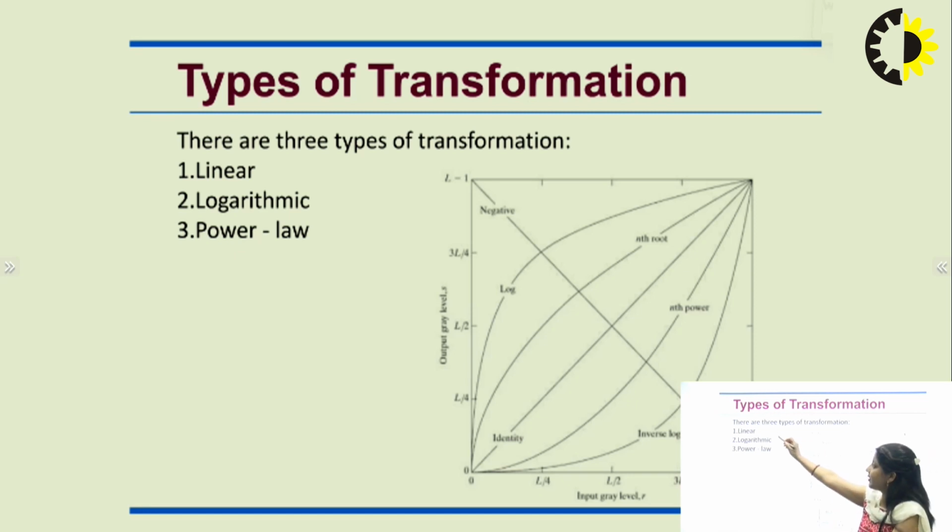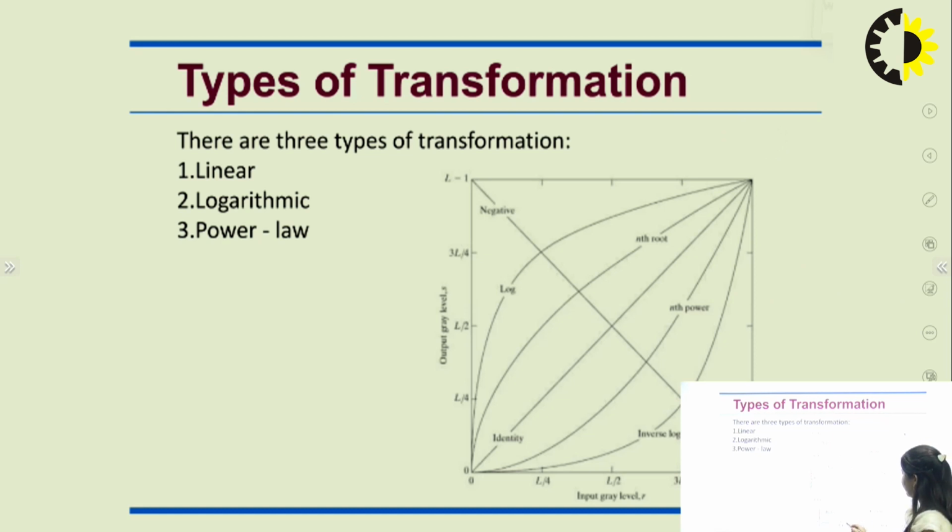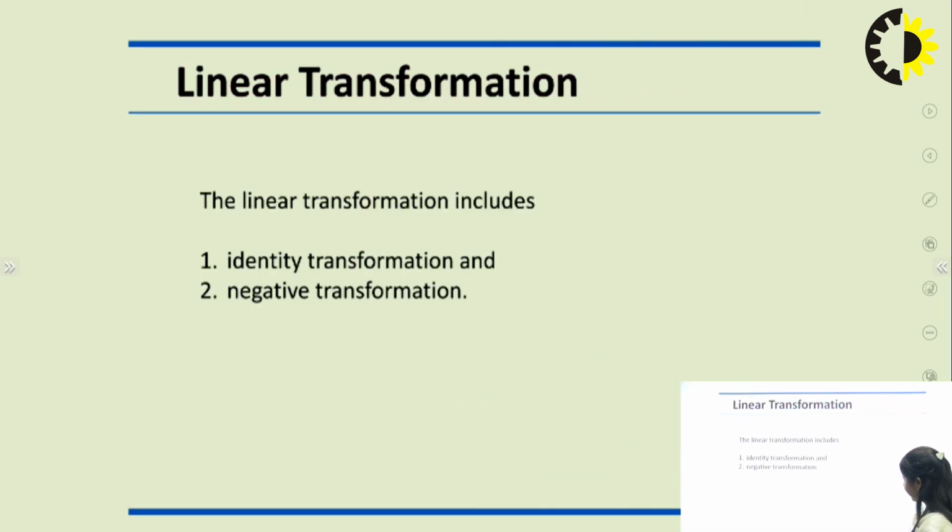In logarithm transformation, we take the log of the image pixel value. Here the x-axis is the input gray level intensity, and on the y-axis we have the output gray level intensity. At the input gray level, here we have the intensity L by 4.